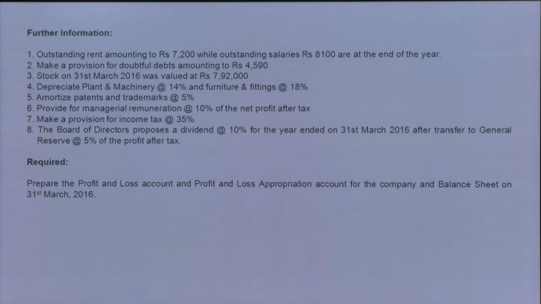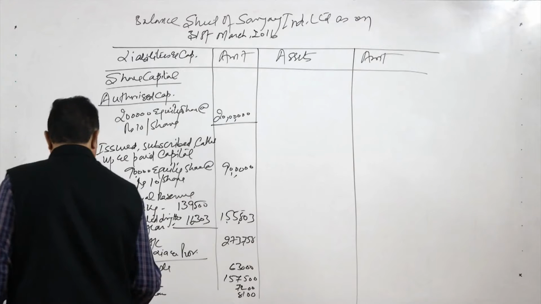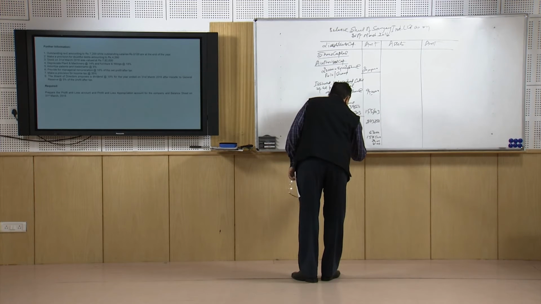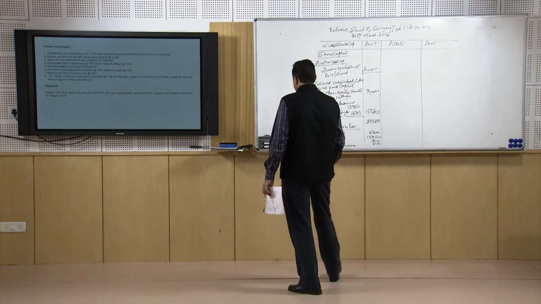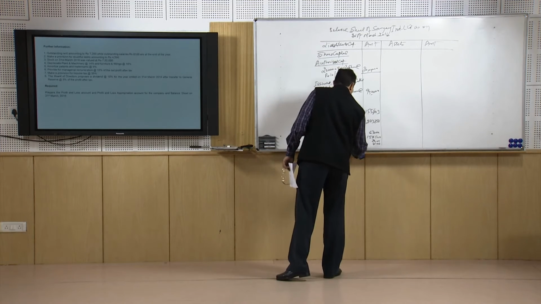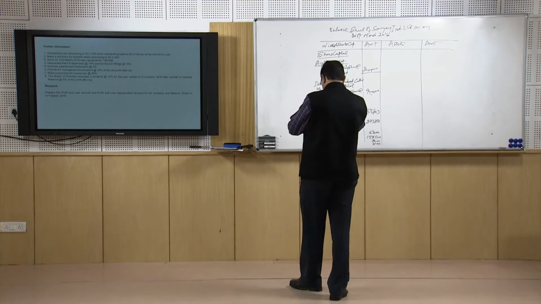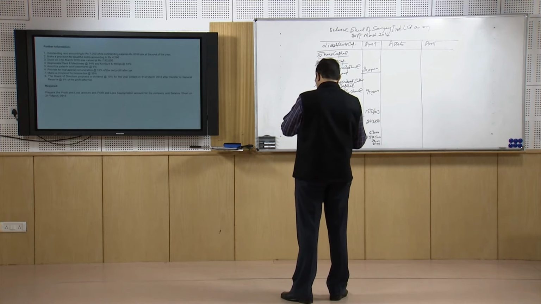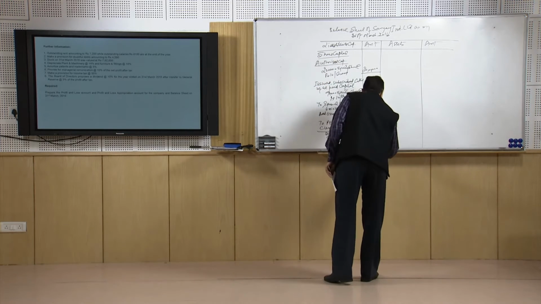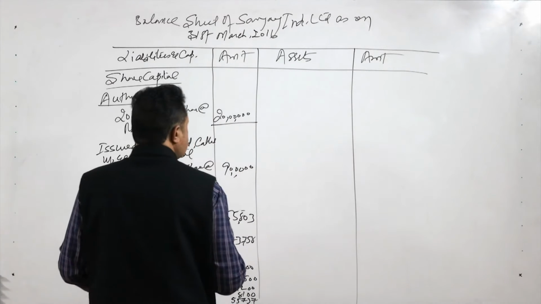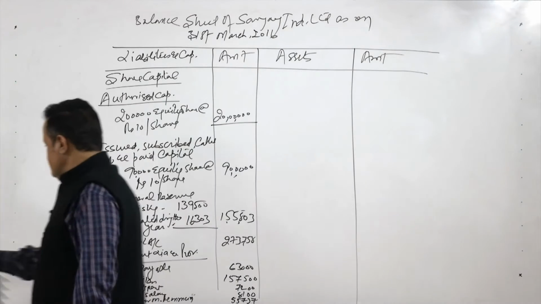Make a provision for doubtful debt, stock, depreciation, amortization, done. Then managerial remuneration, yes, provision for managerial remuneration. If we make the provision for managerial remuneration, how much is that amount? We had already made the provision for managerial remuneration, and the amount was 55,737. That was the provision for this, and now we will have to continue the balance sheet here.